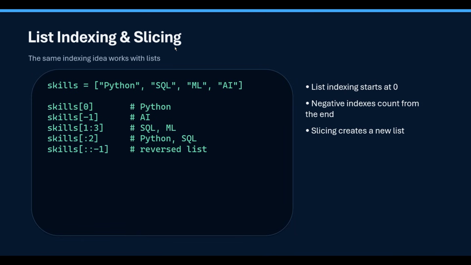The slicing concept is the same in string and list also. If I want to print from Python to SQL, I have to give 1:3. 0:3 will print Python, SQL, ML, and it will skip this AI. If I want to print just Python and SQL, I have to give 0 to 2. It will print Python and SQL. We can reverse the list by using the step value, and we can just call any one element by using this index. So now let's see how it looks in code.